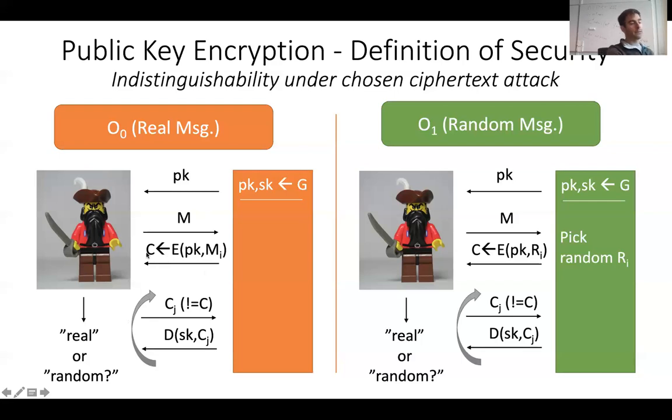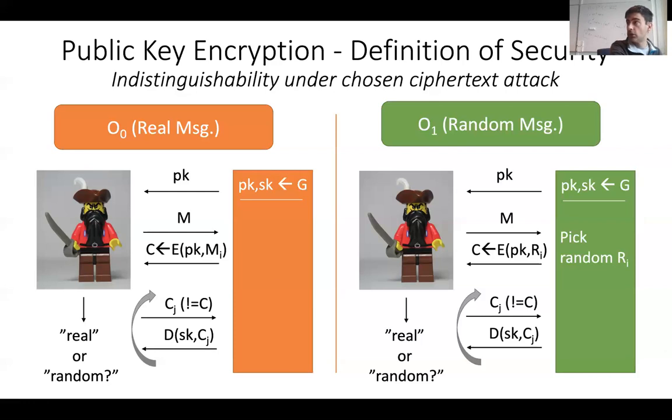Now we ask that the adversary can't tell whether this ciphertext is an encryption of M or some random garbage, even in the case where the adversary has access to this decryption oracle. This is pretty much the strongest possible definition of security you can imagine.